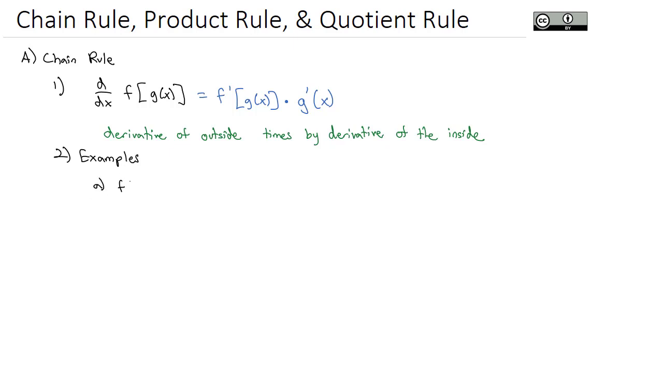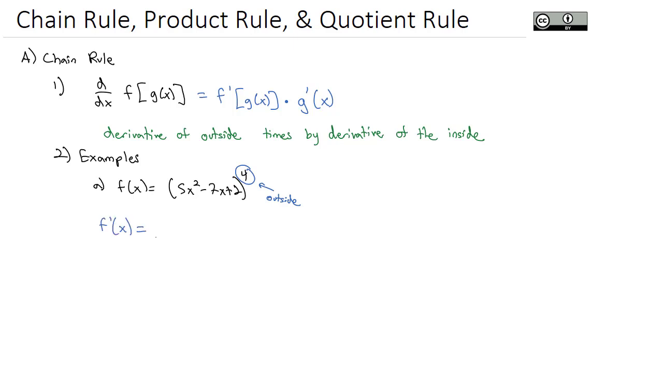Let's say we've got the function f of x equals 5x squared minus 7x plus 2, and all of that is raised to the fourth power. What I want to notice is that fourth power is outside of the parentheses, wrapped around the entire other stuff. That is the outside function. So we're going to take the outside function's derivative first.